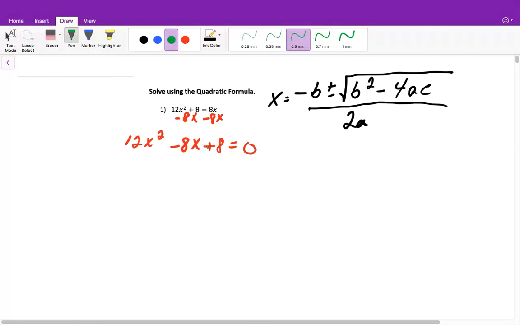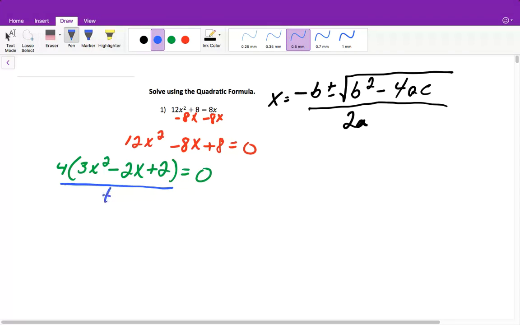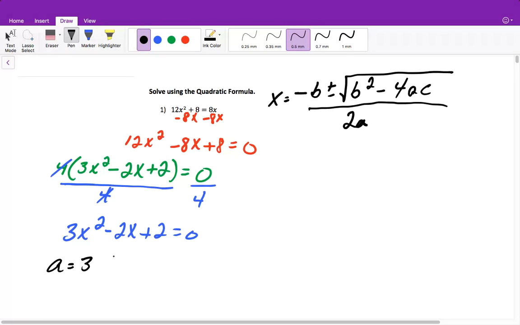All right, so now if we look, all of these are divisible by 4. So I can factor out a 4, and now I'm left with 3x squared minus 2x plus 2 is equal to 0. Then I can divide each side by 4 to get rid of that GCF. If you did not do that step, it's not that you would get it wrong. It's just you're going to be dealing with much larger numbers, and multiplying them could be a little bit challenging without a calculator. Now that we reduced and took out our GCF, our a is equal to 3, our b is equal to negative 2, and our c is equal to 2.